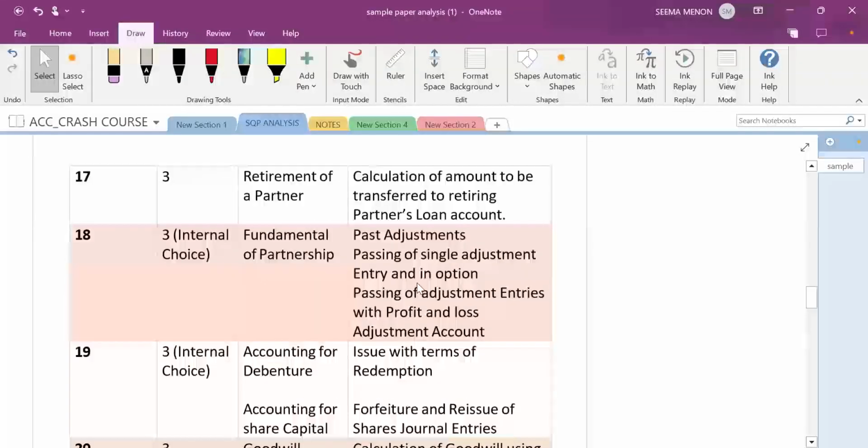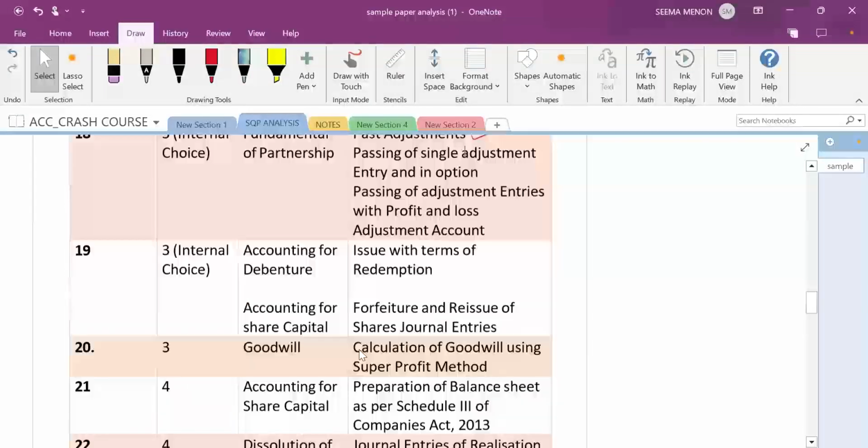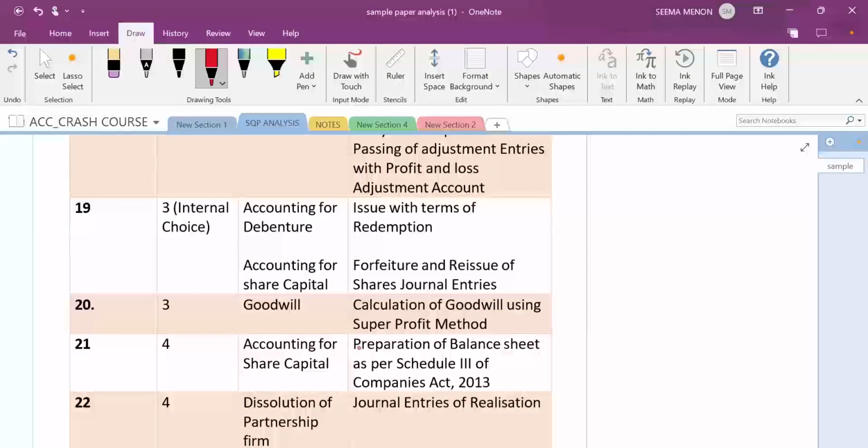Now more into the 3 marker questions. The 3 marker question is on the retiring partner's loan account. Then another, with internal choice, is a past adjustment question. The third one is from accounting for debentures or shares, that you all know, issue of shares for other than cash.